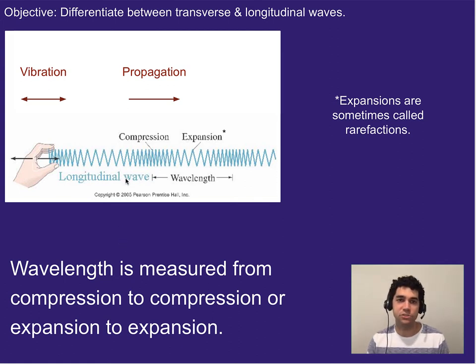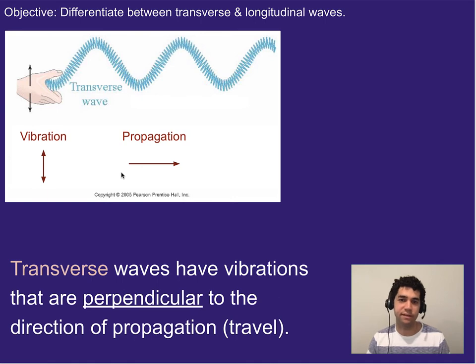Now, oftentimes these are still graphed in a traditional way that looks like a normal up and down wave, but what you'll notice on the y-axis is that it talks about either pressure or something along those lines, or sometimes it'll be displacement, but it'll say it's left and right displacement when the wave is traveling to the right. All right, transverse waves have vibrations that are perpendicular to the direction of travel.